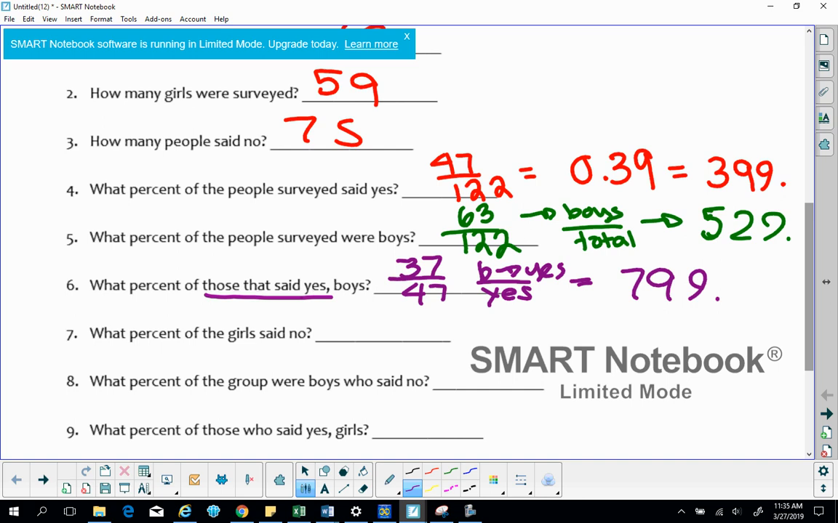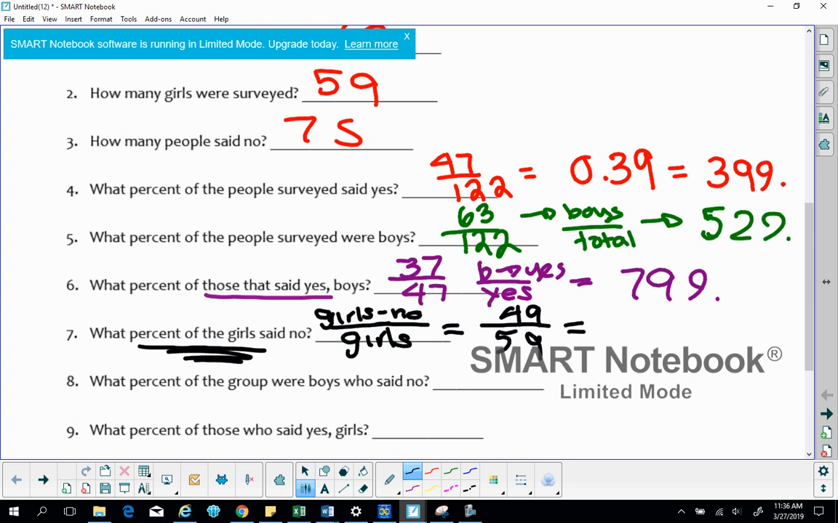Cool. What percent of the girls said no? So what should be at the bottom, my denominator? Why? It's the no section, but it said what percent of the girls? So that means out of the girls, what girls said no? Does that make sense how we're setting that up? So out of the girls, how many girls said no? So how many girls were there total? 59, and how many of those girls said no? 49. What do you end up getting when you divide that? And then multiply it by 100.